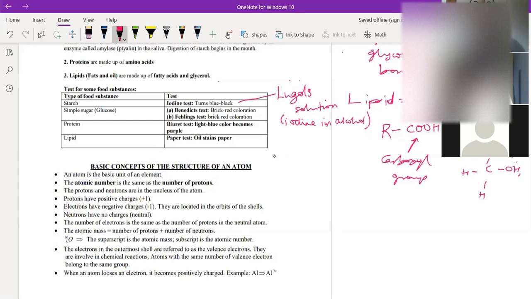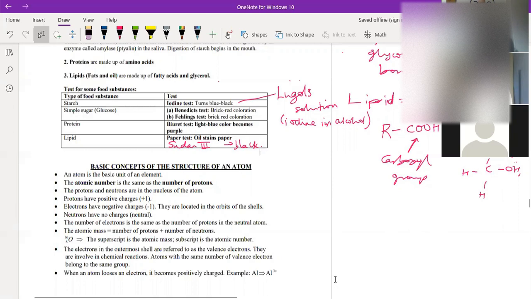But a proper test that is done is called Sudan black. If you add it, you have that black color. I think it's Sudan III or something. If you get a black color, you are dealing with a lipid. So these are the tests for the various substances that we've spoken about.